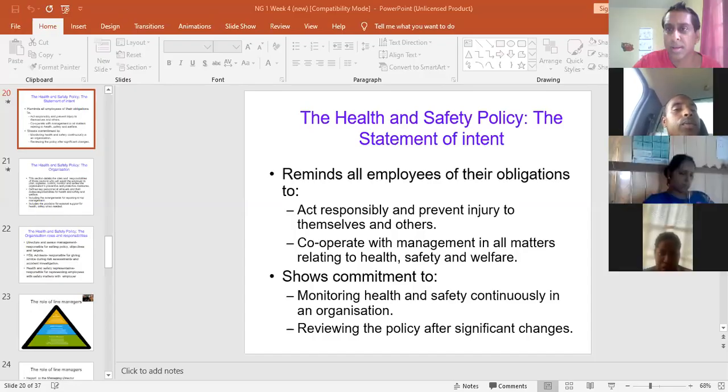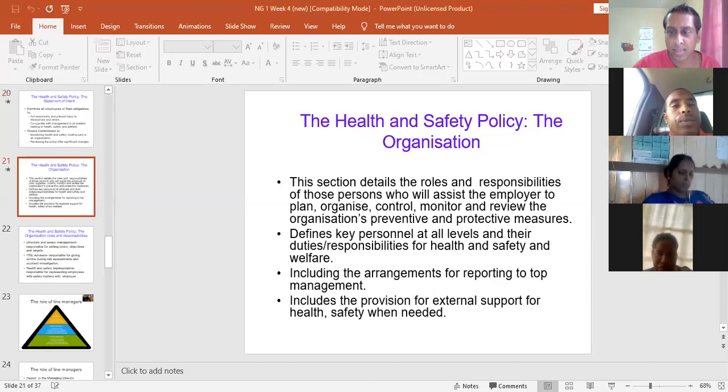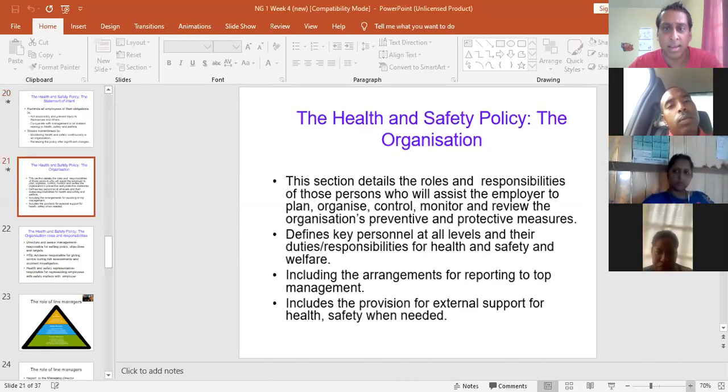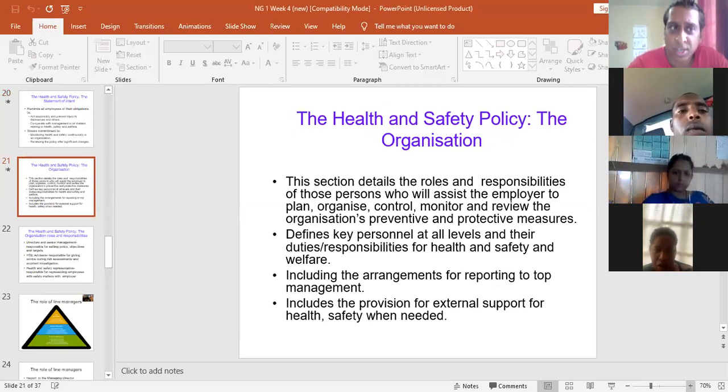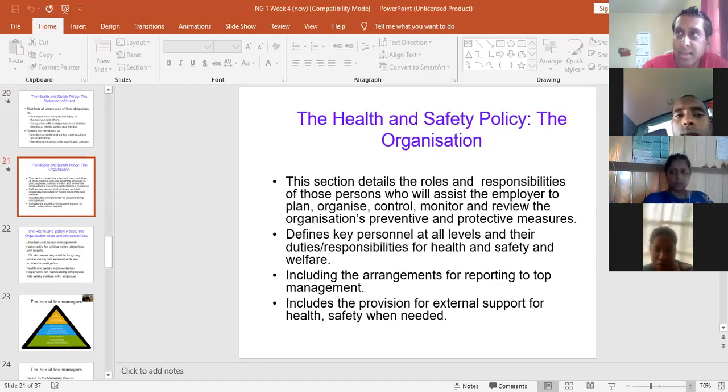Right. So for the organization section of the policy, what is considered here? The organization section, that doesn't really boil it down for you. So what the organization section has in it, it really has the people, right? The people in the organization, which is why it's called organization. It has in it the people in the organization who are responsible for implementing the aims and objectives that you set.